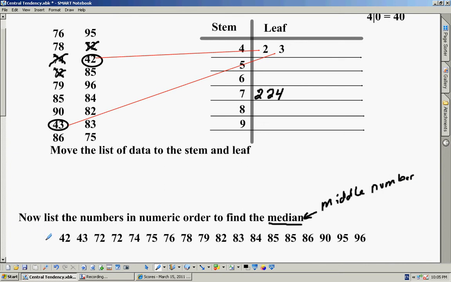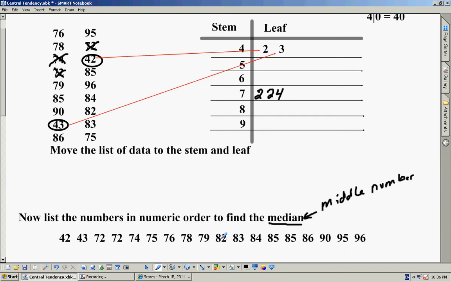Now to list it in numeric order is very easy. All we do is take our stem and leaf and we go 42, 43, 72, 72, 74, and so on as we go down the line and create our numeric order right there. So list this on your paper, and we want to find the middle number. That's going to be our first thing, finding the middle number. How would we go about doing that?